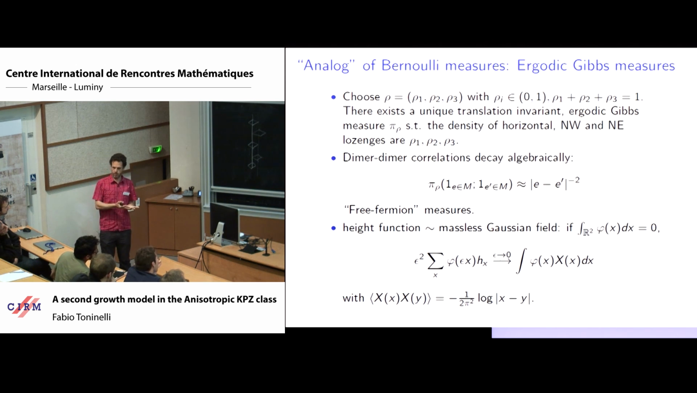If you subtract this average slope, the fluctuations will converge to a Gaussian free field, a two-dimensional Gaussian free field with the usual log type covariance. All right, so I will mention this briefly.